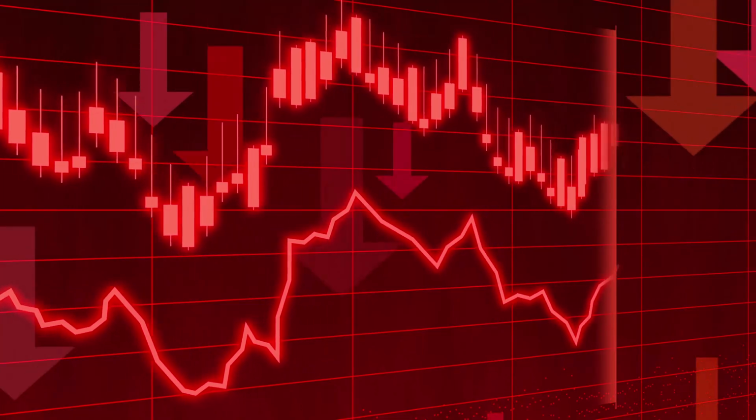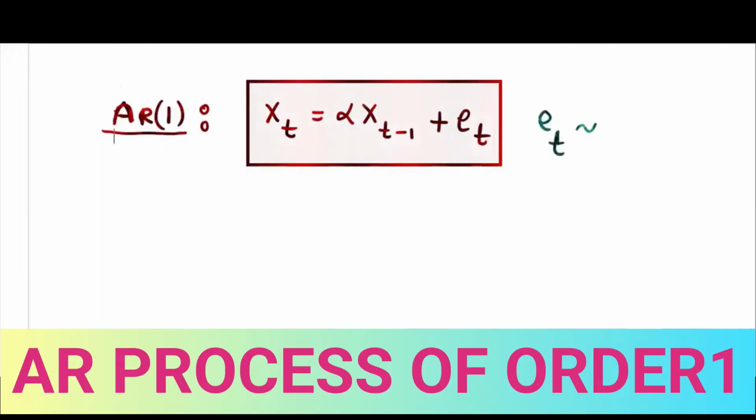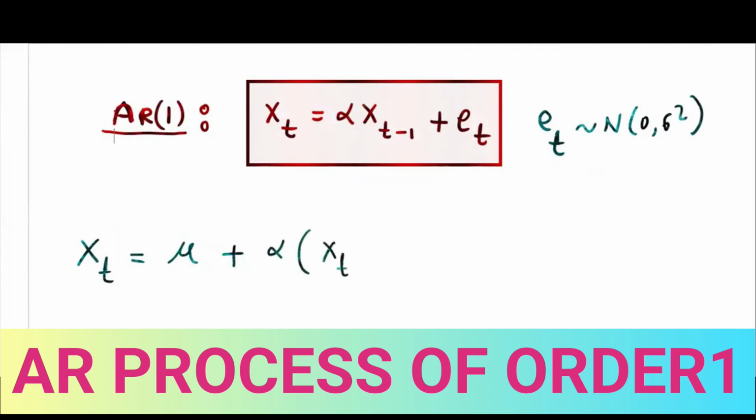Welcome all. Here it follows, and we will take all the time in this chapter. Epsilon follows normal 0 sigma square, and here alpha is the parameter. There is a general one where we write xt is equal to mu plus alpha times (xt minus 1 minus mu) plus et.